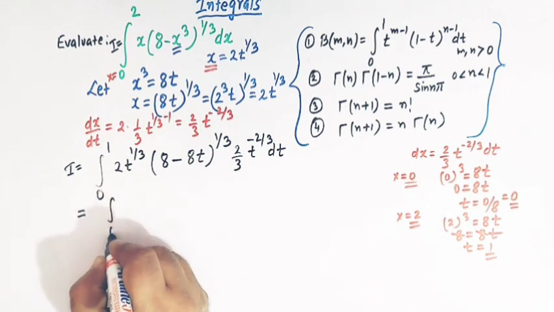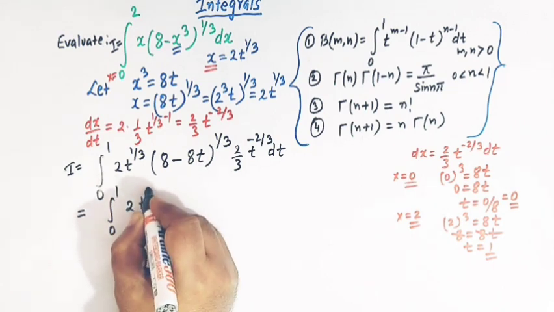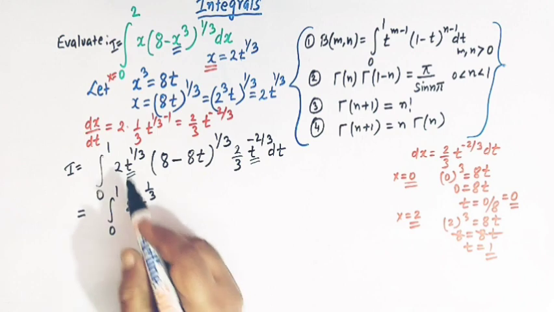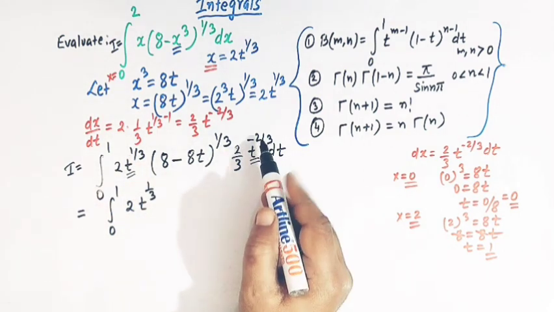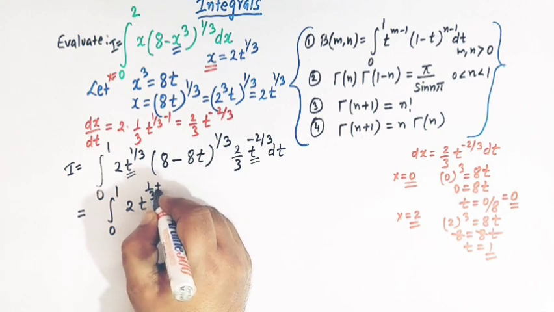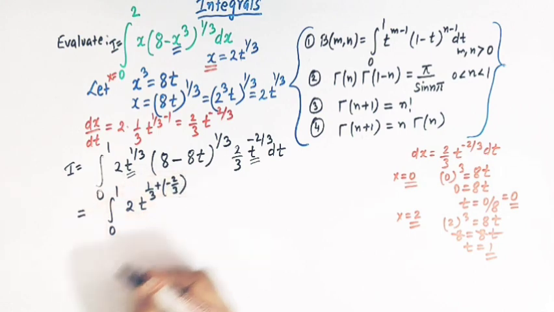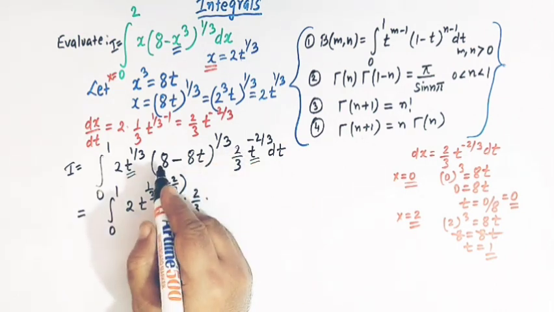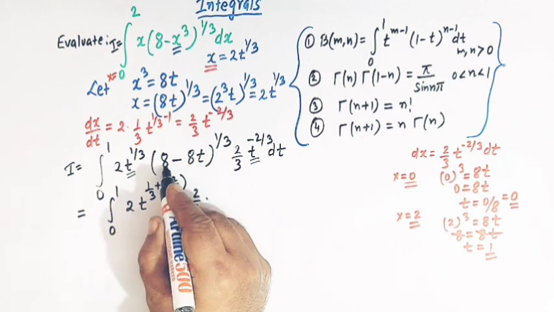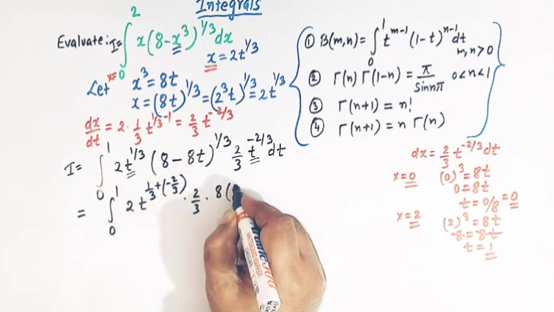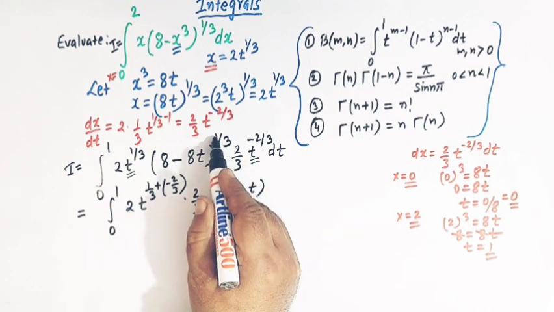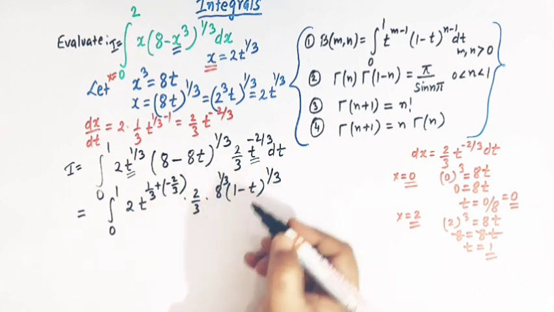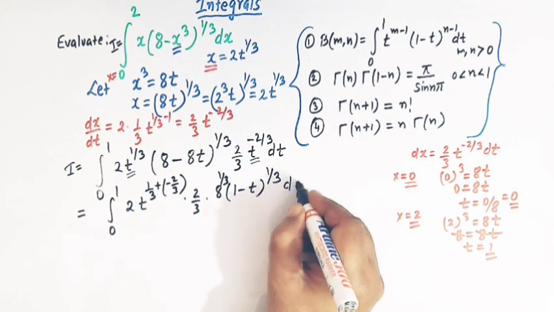Okay, now we can write it as 0 to 1, 2t raised to 1 over 3. And see, here we have t, here also we have t. So the bases are same, so exponents get added. So here we have 1 over 3 plus minus 2 by 3, right? And then we have 2 by 3 here, and then we have 8 minus 8t. So we can take 8 common. So we have 8 times (1 minus t), and here we have the exponent 1 over 3. So here we have dt.